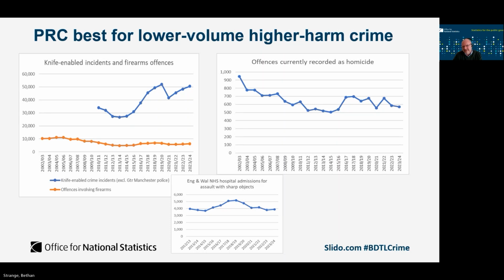Just thinking about knife-enabled incidents, this is where looking at other data sources can help us as well. So that bottom smaller chart in the middle, that is NHS hospital admissions, so people that have been taken in as inpatients for assault with sharp objects. So their health record is coded as an assault with a sharp object. And actually we see in terms of those really serious offences, there's been a drop in the number of those in the last 10 years or so. Again, there could be issues with how that's recorded, the amount of time that registrars have got to collect that information, but it shows a different picture for those more serious offences to police recorded crime data.